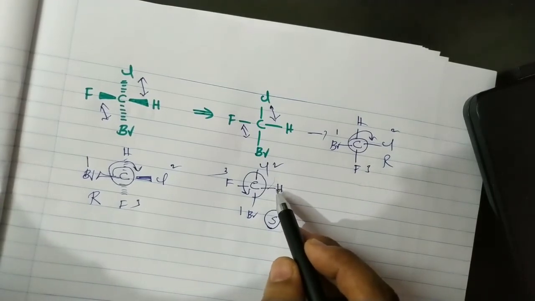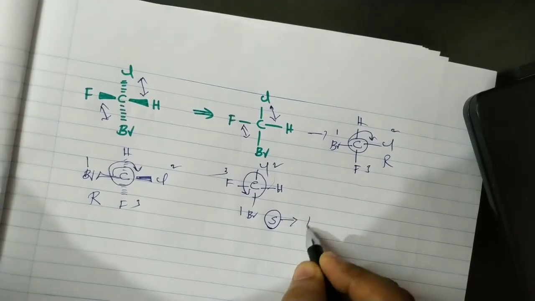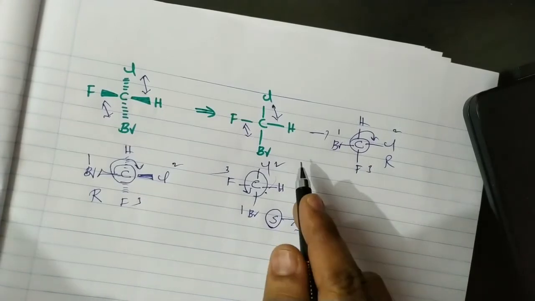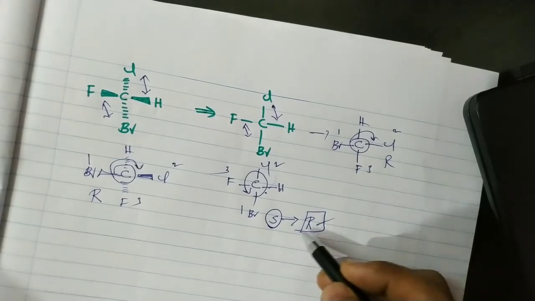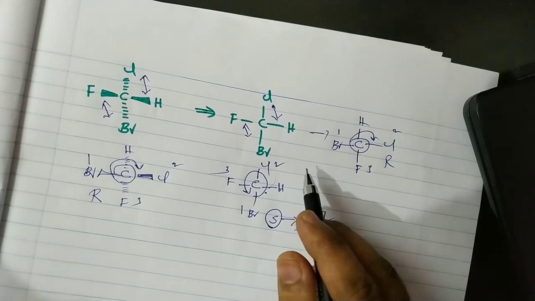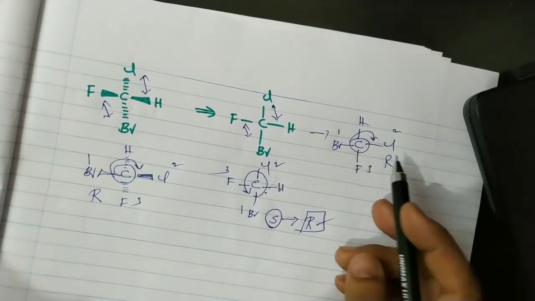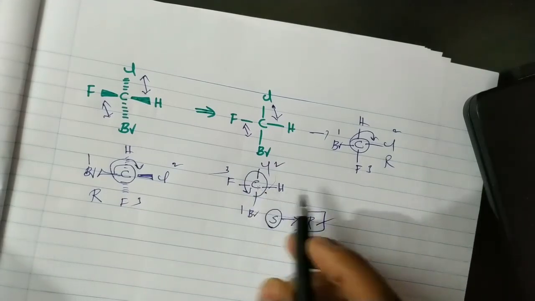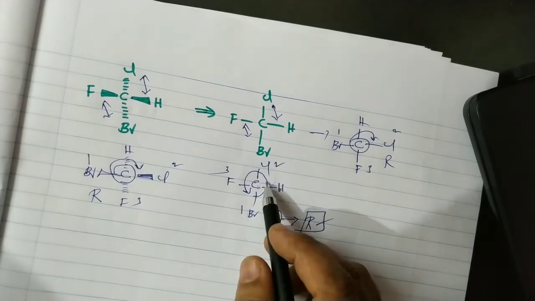But here the least priority group is on the horizontal line, so in this case we blindly take the reverse configuration, so its configuration is R actually. Or if you do some exchanges, we'll get the same answer with this method also. Just consider the arrow: if the arrow is in clockwise direction, its configuration is R, but you have to take the reverse, because the least priority group is on the horizontal line.